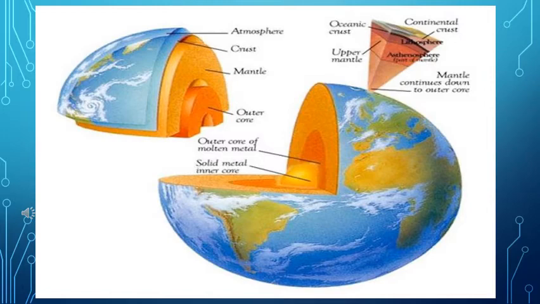You can see that in the middle, like an egg yolk, that area is the inner core. Then next to it, that orange colored part is the outer core. The next layer, the largest one, is the mantle, and the outermost layer, which is the thinnest one, is the crust. Crust also has two different kinds, continental crust and oceanic crust. Let's understand in detail.